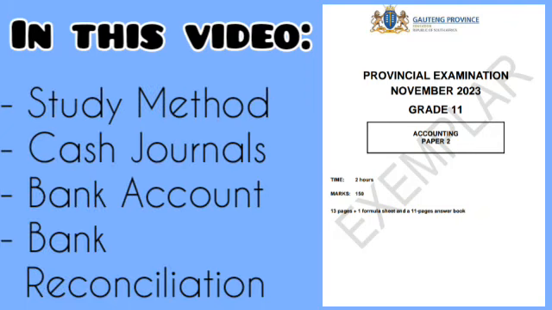In this grade 11 accounting video, we are looking at the topic of bank reconciliation. But before we start, we are going to outline the study method you should follow when studying for this topic. What are the things that you need to keep in mind? And then we are going to look into the cash journal, then correcting the bank account balance, and then that's when we will move on to compiling a full bank reconciliation.